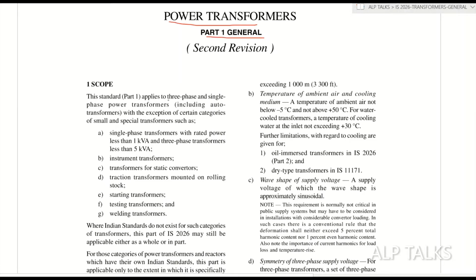This part applies to three-phase and single-phase power transformers, including autotransformers. Yes, there are certain limitations. It's difficult to cover everything in the standard, but the standard discusses mostly general aspects related to every transformer. But certain transformers, due to some stringent conditions, won't fall into this category. This section is about the scope of the standard.